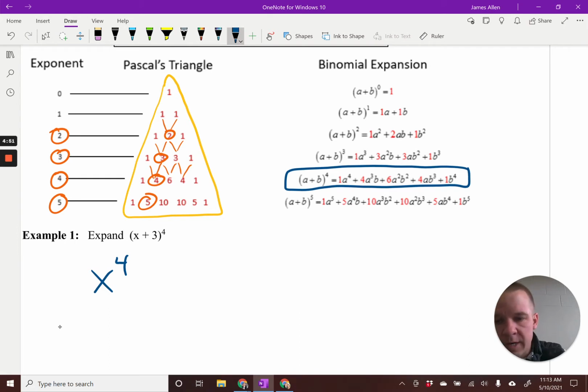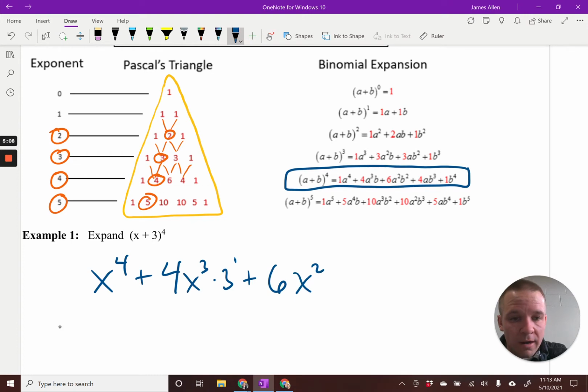Cool, first term done. My second term is going to have a coefficient of 4. And then the x will be to the third power times 3 to the first. And we're going to have to do some simplifications here in a sec. Then, coefficient of 6, I'll have the x squared. And then my second one will also be squared, so it'll be 3 squared.